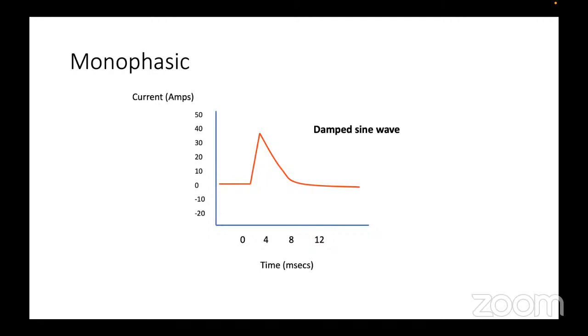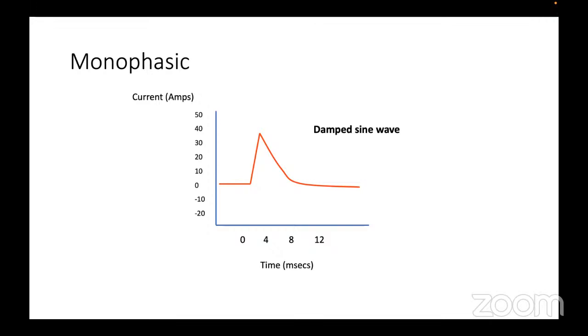So instead of the current flowing through for just 1 to 2 milliseconds, now the current flows through the body for around 4 to 8 milliseconds. And this is important because this time is required for the applied current to flow from the skin to the deeper tissues like the myocardium.